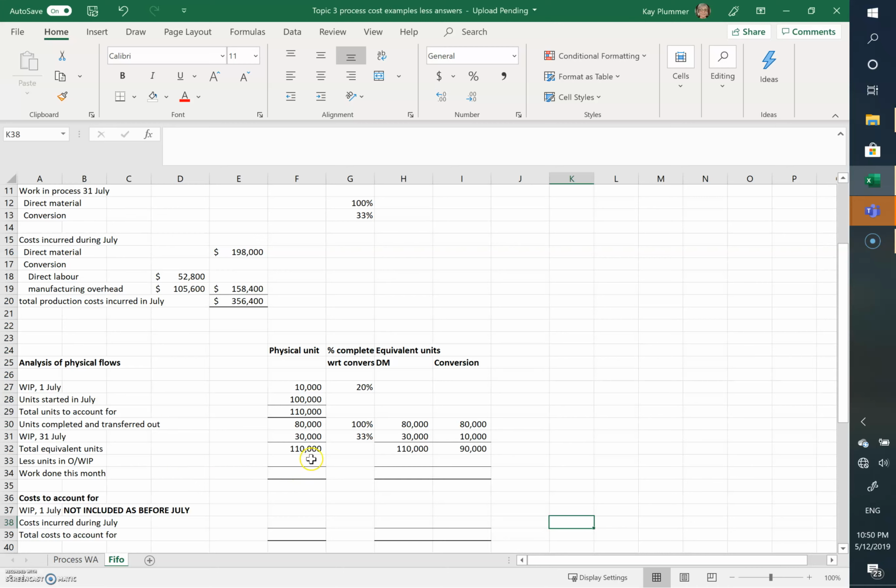So there were 10,000. And they were fully complete as regards to materials. Oops, need another nought there. And remember, they were 20% complete with respect to conversion.